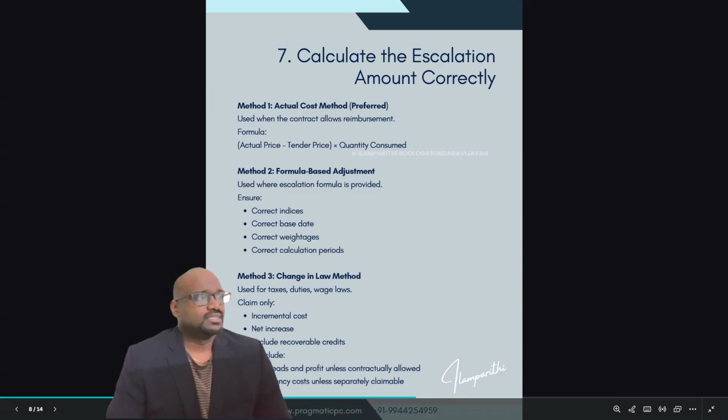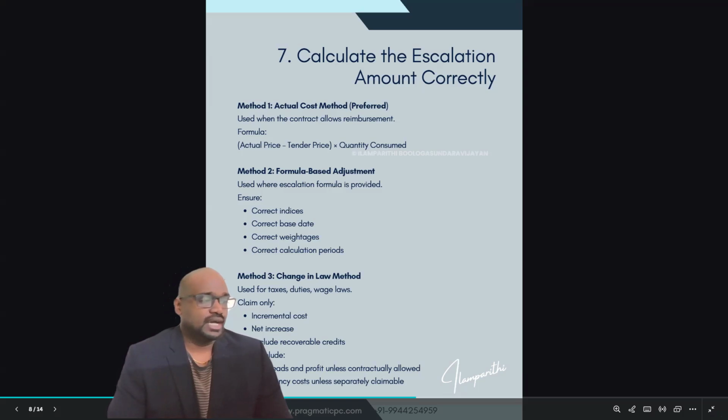Next is the formula-based adjustment, used where an escalation formula is provided. Usually they depend on the correct indices, base date, correct weightages, and correct calculation methods. When you use a change in law method, you have to go with the taxes, duties, wages law. You have to claim only the incremental cost, the net increase, excluding recoverable credits, and never include overheads, profits, unless contractually allowed. Some contracts allow a 10% or 15% cover-up for the contractor, and if it doesn't allow, do not keep them.